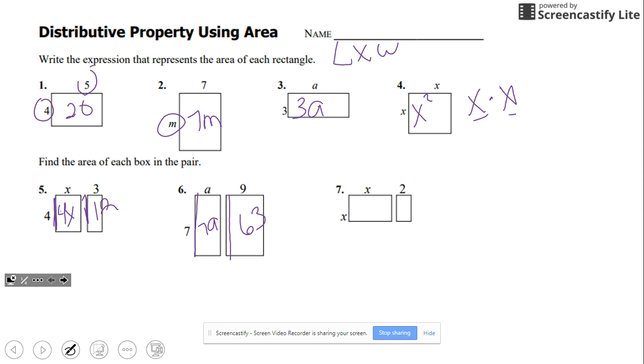Number 7 here, again, that x times x, so that would just be x squared. And the same line here is shared here, so that's an x. So we'll do x times 2 to get 2x.